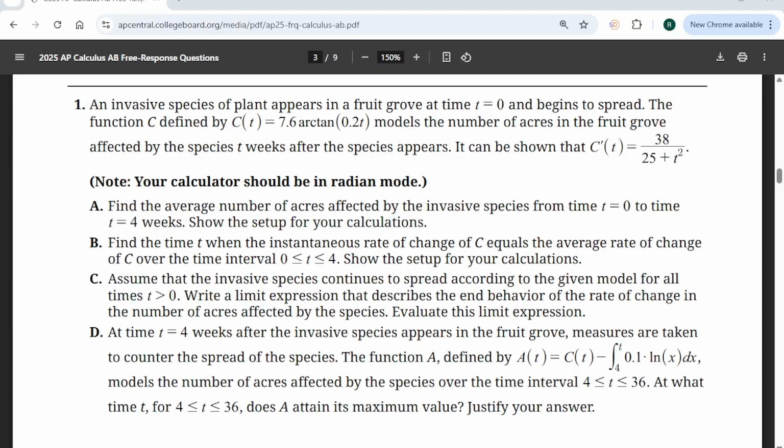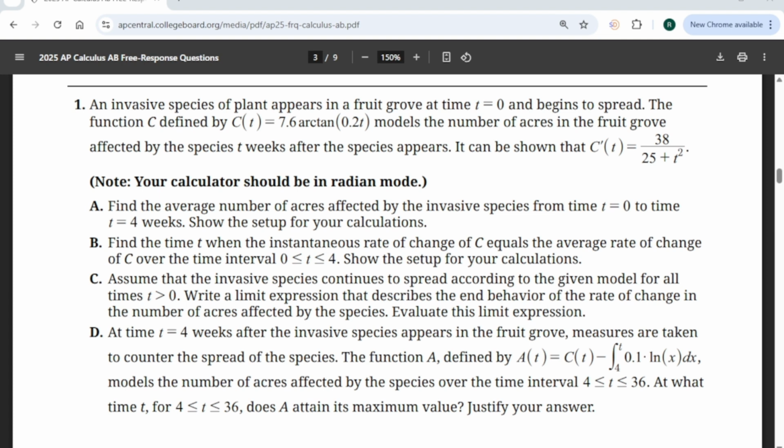All right, here is question number 1, where it talks about a species of plant that is spreading. It talks about the number of acres affected by the species, and then also gives you C prime for the rate of change of the number of acres. So part A says find the average number of acres affected.